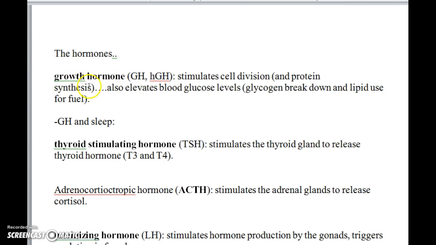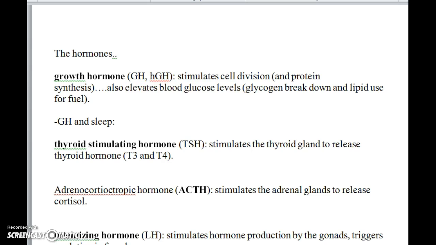But all right, so growth hormone, GH. If you see that little h in front, that's human growth hormone. I didn't put the growth on here because it's got growth in its name, but I put some other stuff that it does. It stimulates cell division and protein synthesis, and increases blood glucose levels. We're going to mention several hormones that elevate blood glucose levels. The way it does that is by breaking down glycogen, the storage form of glucose, and telling your cells to burn fats more instead of burning glucose, so that saves it in the blood.